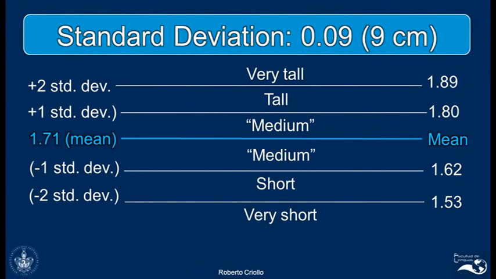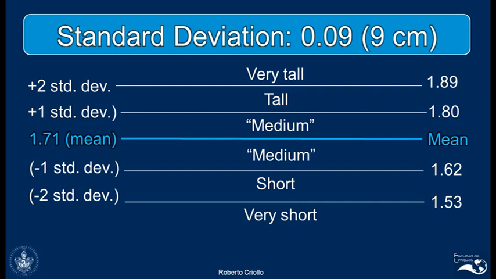Now let's see what the standard deviation represents in our sample. We said that it was 0.09 meters, in other words 9 centimeters. So we have here 1.71, which is the mean. Then one standard deviation on top is 1.80. So people who are taller than one standard deviation, who are above 1.80, are going to be considered tall. And if we take 2 standard deviations to the top, that makes 1.89. So people who are 2 standard deviations above the mean are going to be considered very tall.